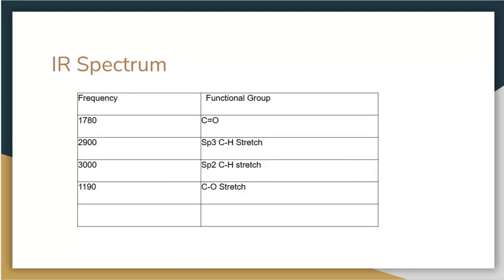So let's fill out our chart. The carbonyl falls around 1780 cm⁻¹. The sp3 carbons usually show up around 2900. The sp2 carbons usually show up around 3000 cm⁻¹. Peaks in the fingerprint region below 1500 cm⁻¹ can be hard to read, but there are some peaks there. From the molecular formula, we know that there is another C–O bond somewhere, and that bond usually falls between 1000 to 1300 cm⁻¹. So the big peak at 1190 cm⁻¹ could possibly be our C–O stretch.